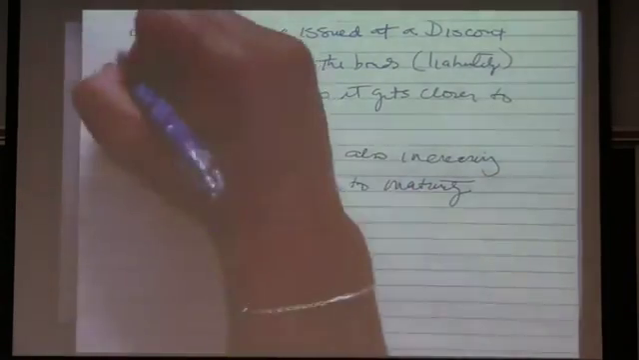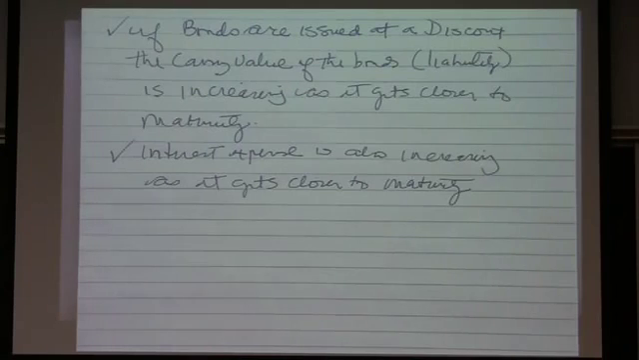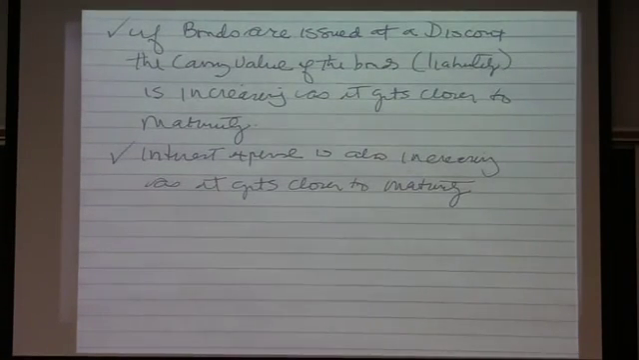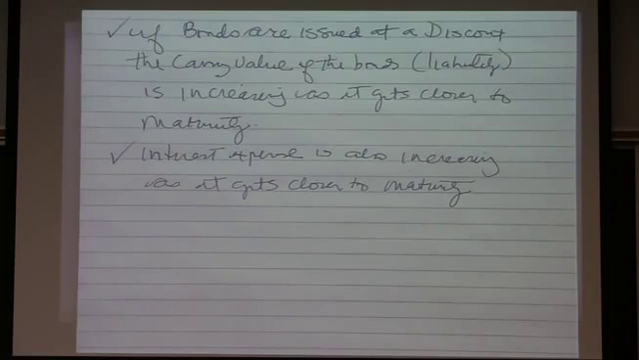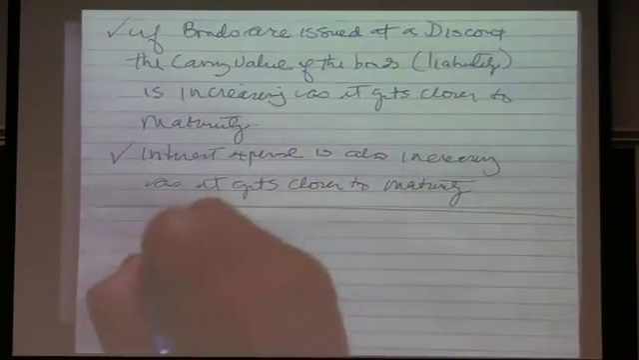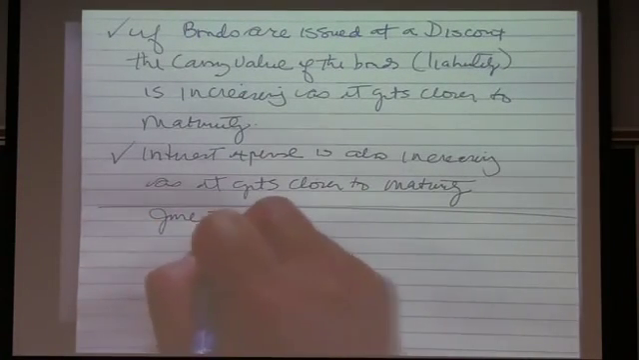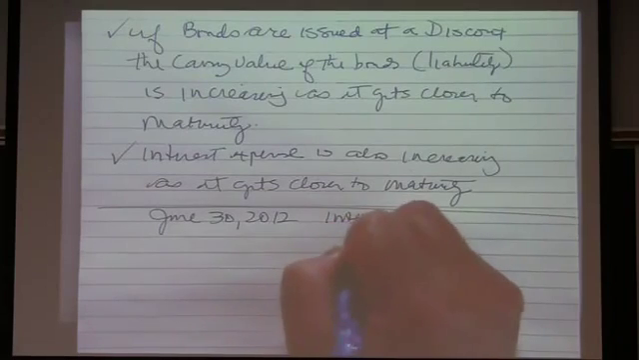So there's two important concepts here. If you issue a bond at a discount, you'll see that over time, over the 5-year period, the liability, the obligation, gets larger and larger, and in fact it gets to 100,000 at maturity, because that was the face value of the bond. And you'll see that the interest expense will get larger and larger as well. We're going to see that next. So let's say we're asked to calculate the June 30th, 2012 interest entry.